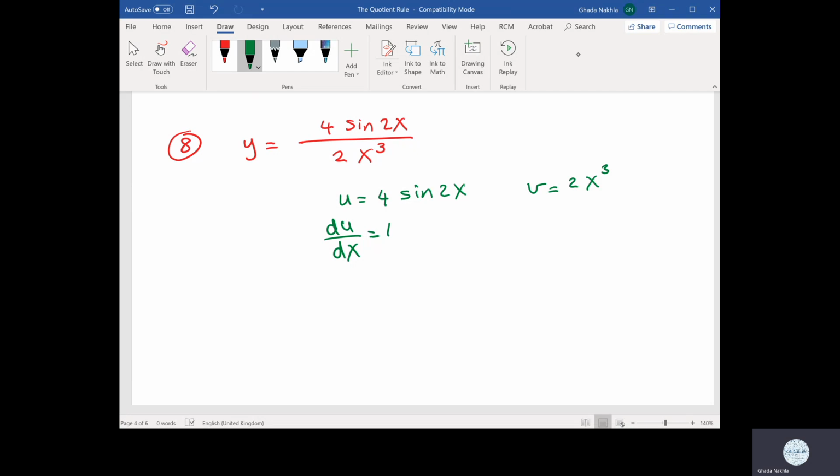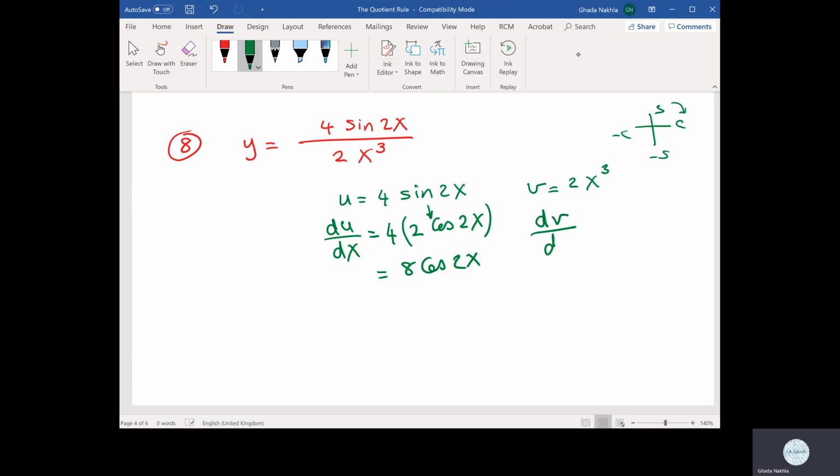Now 4, leave the 4 alone, and you're differentiating sine. Let's write them down: sine, cos, minus sine, minus cos. So sine differentiates into cos. So sine kx differentiates into k cos kx. So k is 2, so 2 cos 2x, which gives 8 cos 2x. 4 times 2 is 8. Let's take a look at the next one.